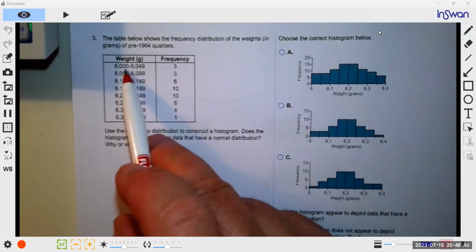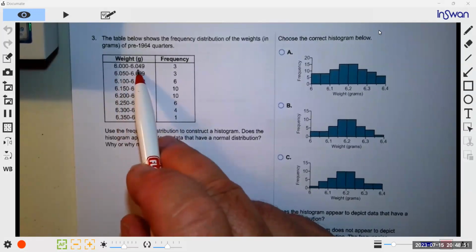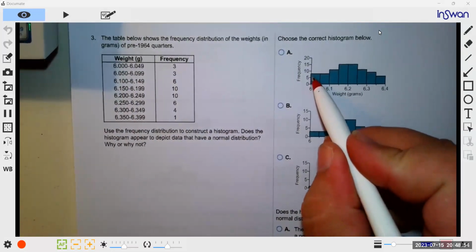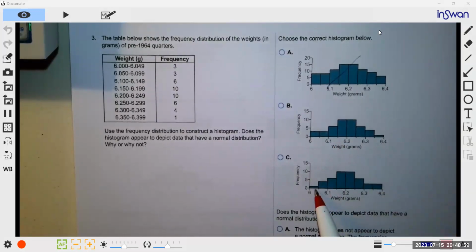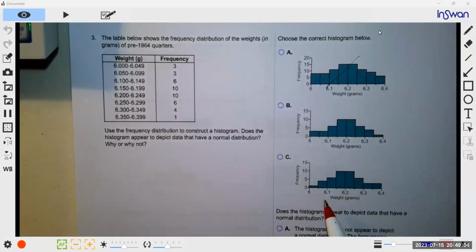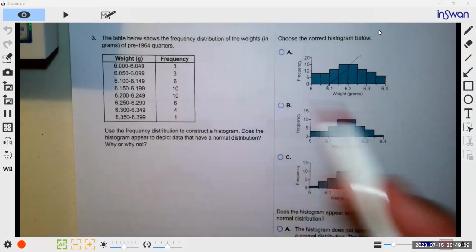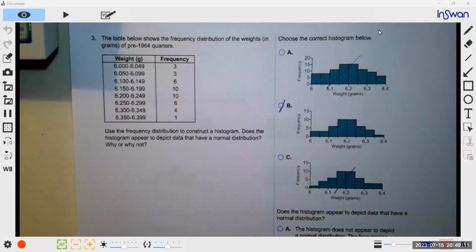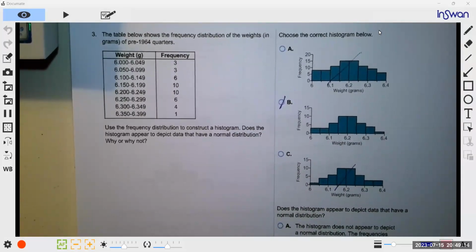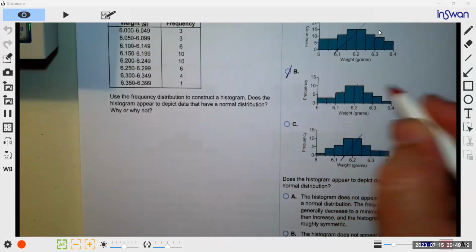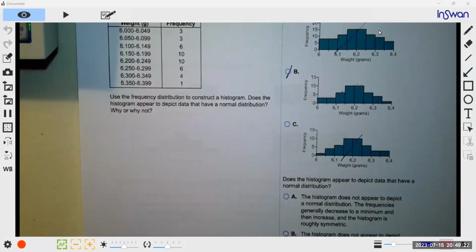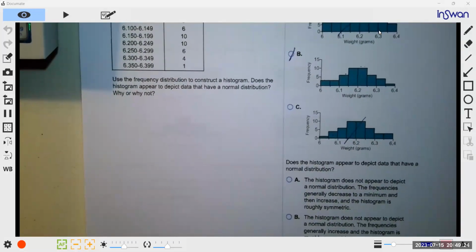For the first data set, between 6 and 9, there's 3 of them. This one's over 5, so that's not right. Okay, that one looks right. This one looks pretty low. And the next one's 3. So these first 2 groups should be the same numbers, so it can't be that one. It has to be this one. This is 3, that's 3, that's 6, that's 10, 10, 6, 4, 1. And that looks pretty good.